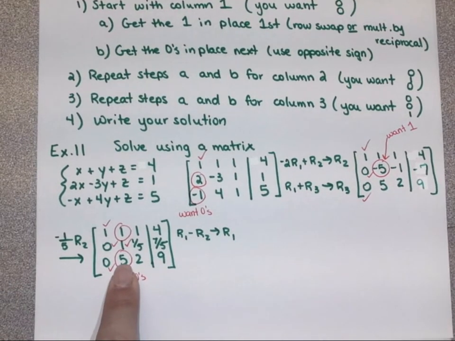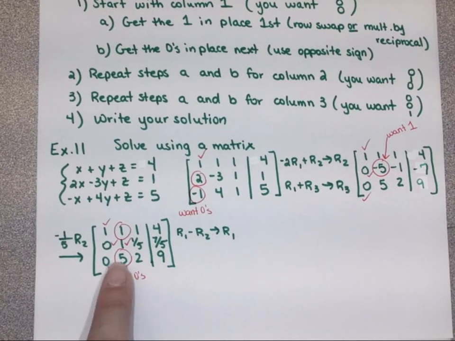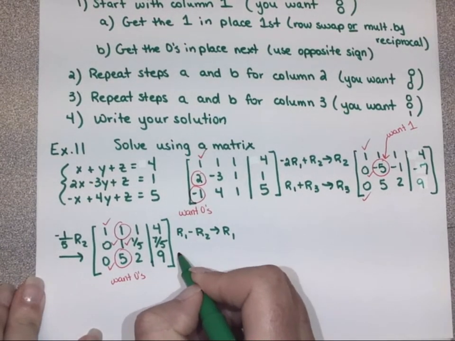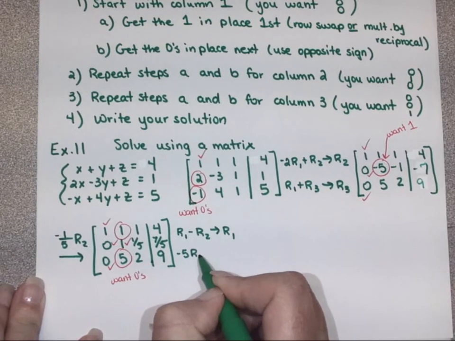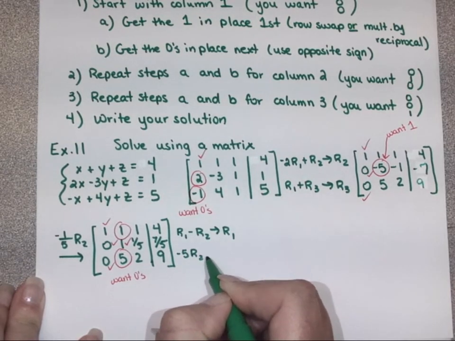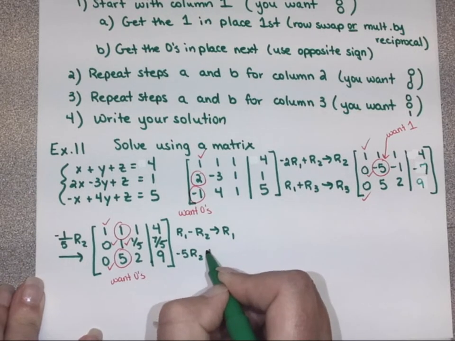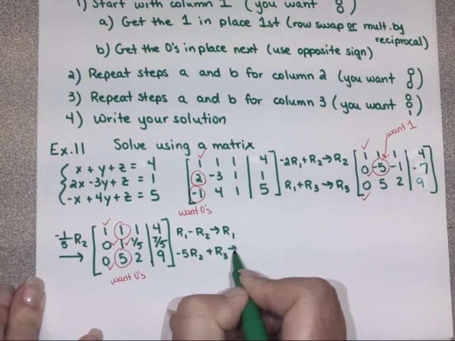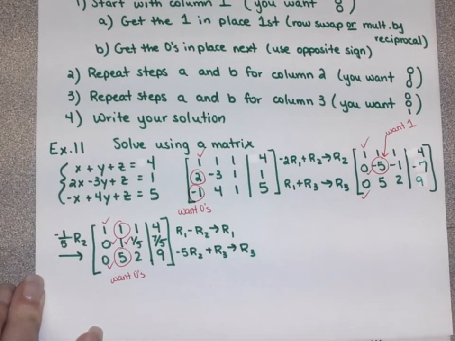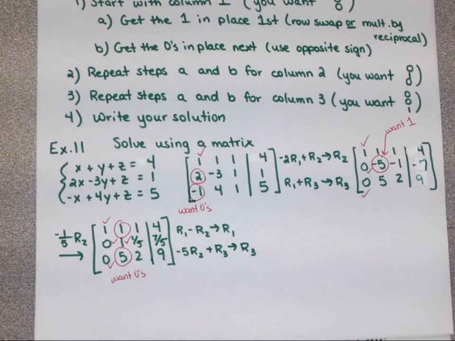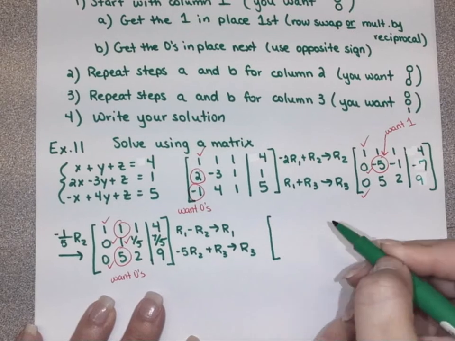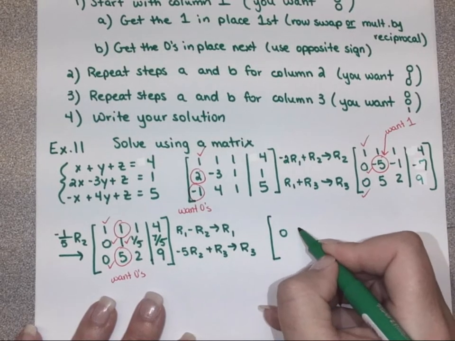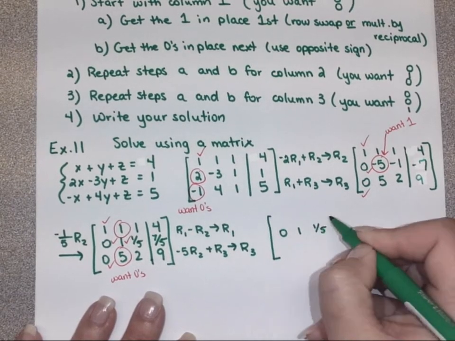What about this? What can I add to a 5 that would make it a 0? -5, right? So I'm going to go -5 times row 2. You can use row 2 or row 1, but I'm going to use row 2. Row 2 plus row 3, and we're going to send that to row 3. So what row's not changing because I didn't put an arrow to it? Unfortunately, row 2 is the one not changing, right?